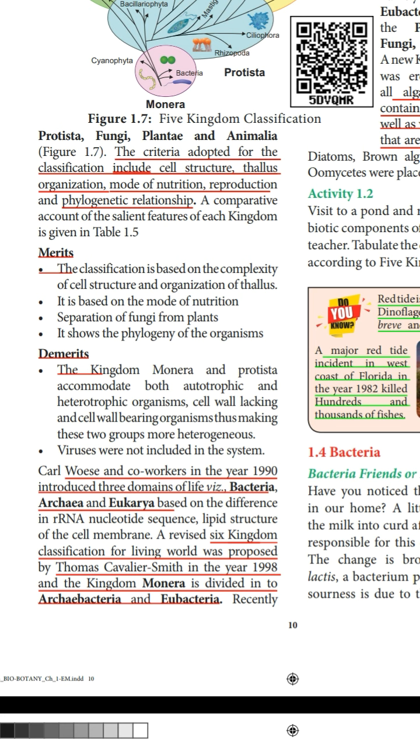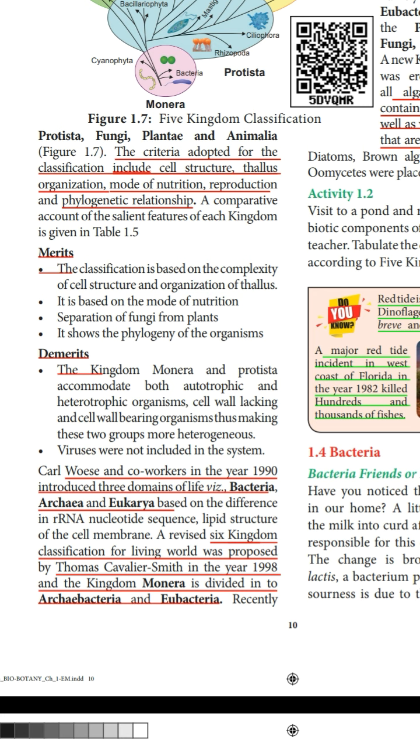So it made this classification more heterogeneous. That was one drawback for this classification. Another drawback was that virus was not included in the system. As we know, virus exhibits both living and non-living features. So virus was given a separate position. It cannot be classified under the living or the non-living, so it is kept in between the living and the non-living organisms in the classification.